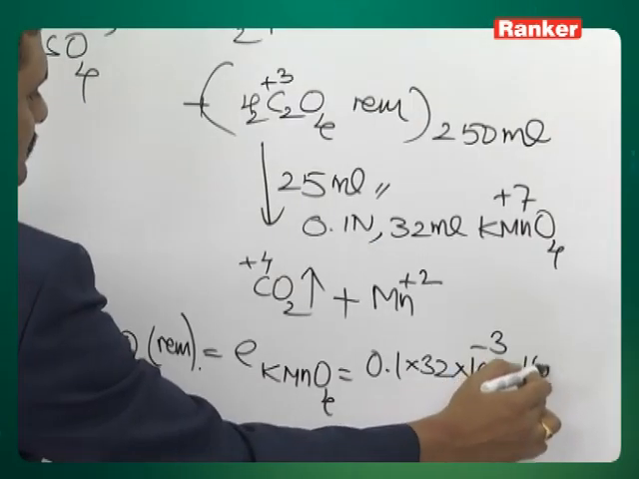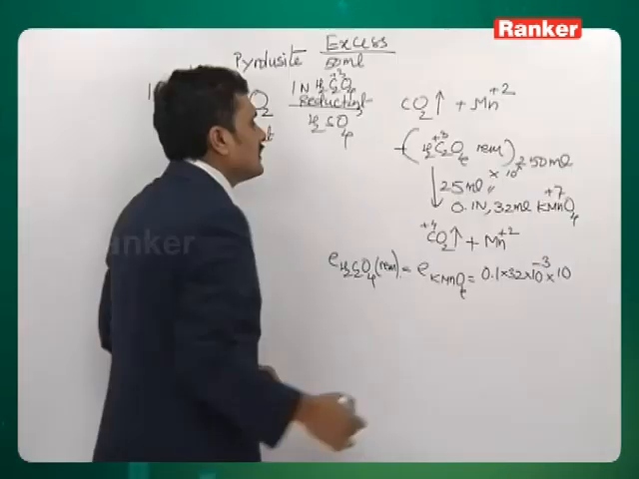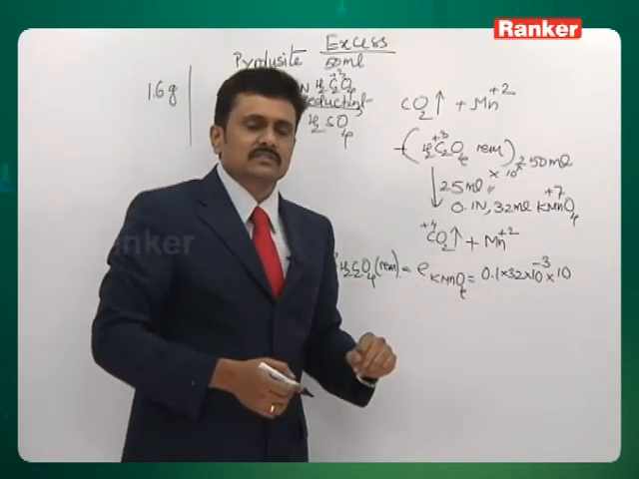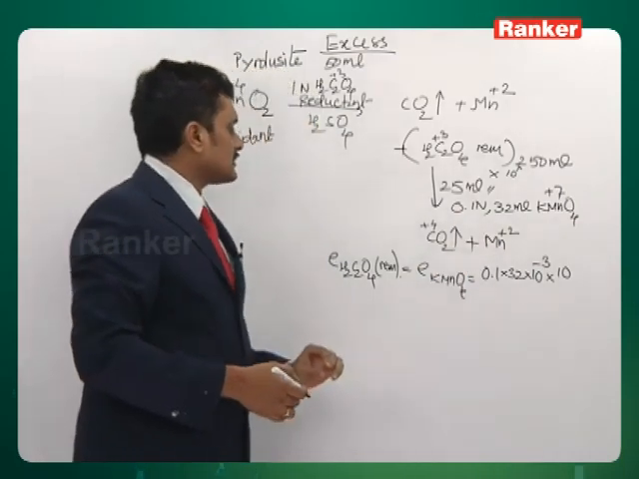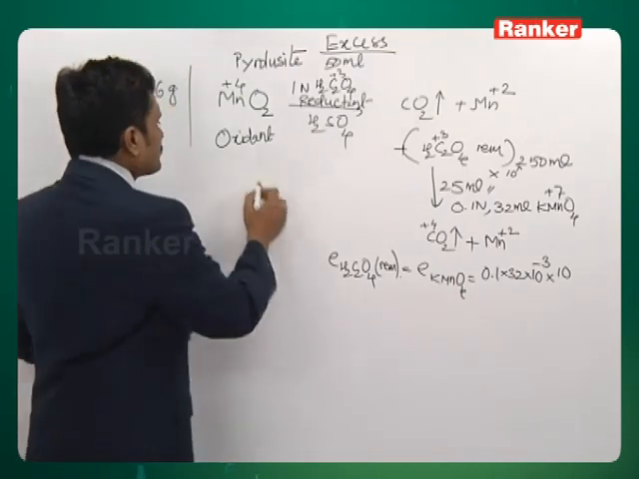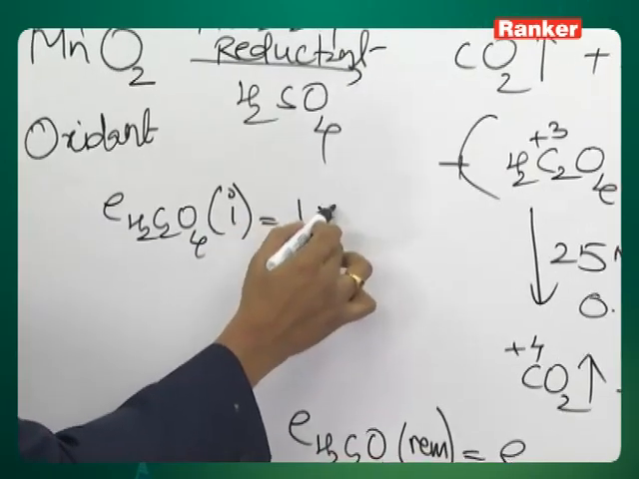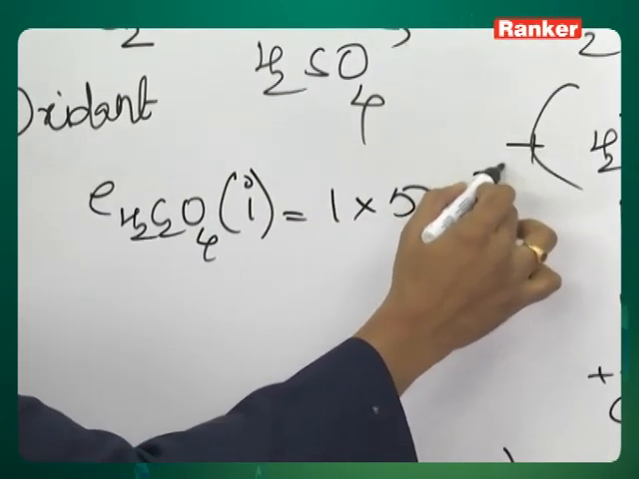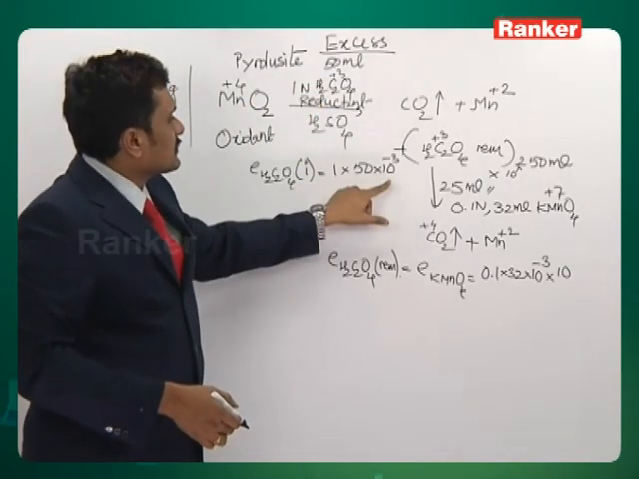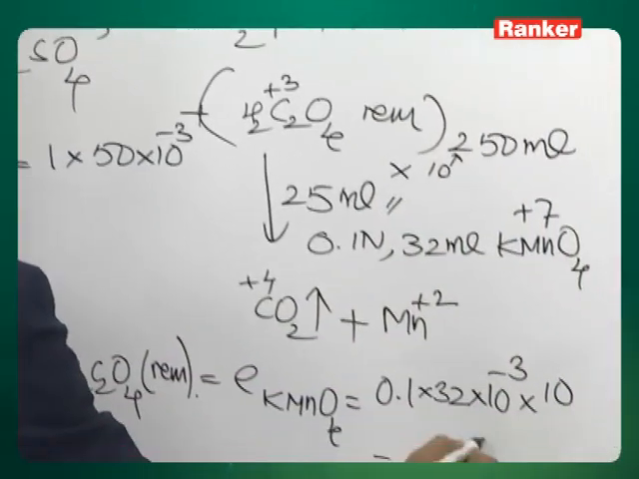Along with that you have to multiply this with 10 so that you get this multiplication factor. You can see that these are the equivalents which are present in 25 ml, hence I am finding the equivalents in 250 ml just by multiplying with 10. Now these are the equivalents of oxalic acid that are remaining after the first reaction, and you have been given the equivalents of oxalic acid initially taken as 1 into 50 into 10 to the power minus 3, that is normality into volume in liter. Volume is given in milliliter, so I am dividing by 1000. So here you can see, my dear students, that this is 32 into 10 power minus 3.